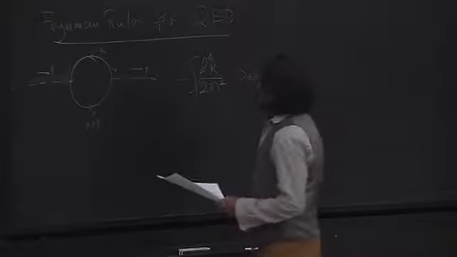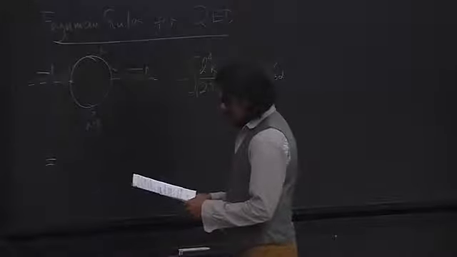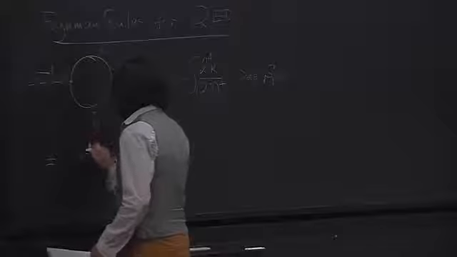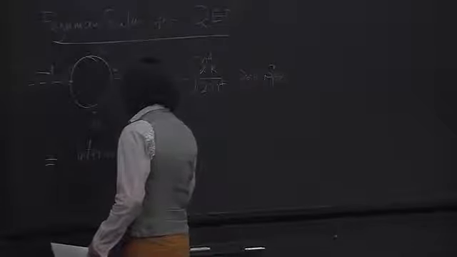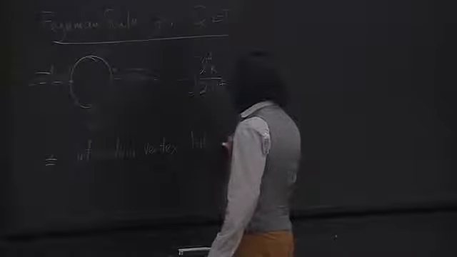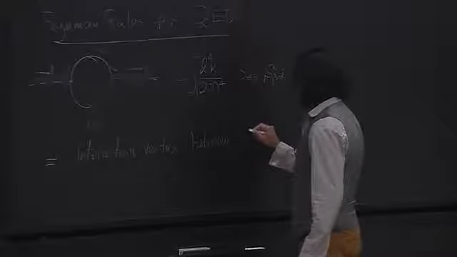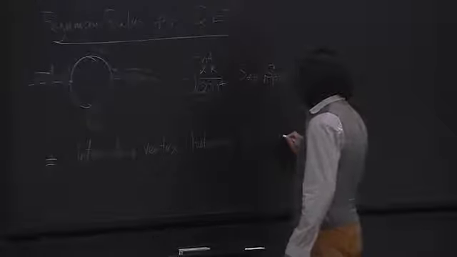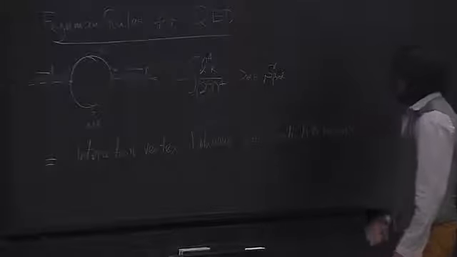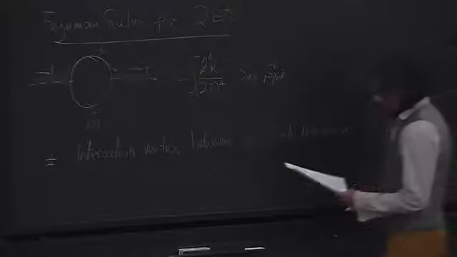What are the additional Feynman rules we get for QED? One is, for each interaction vertex between, let's say, two fermions, and they could be antifermions as well, and a photon. So it'll look something like this.